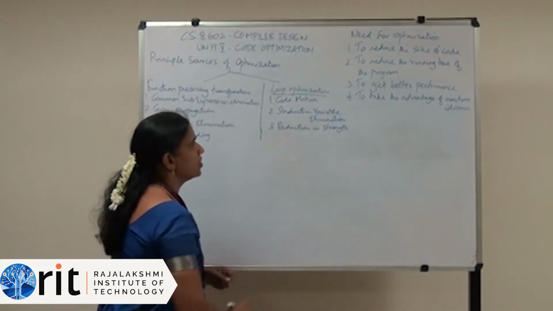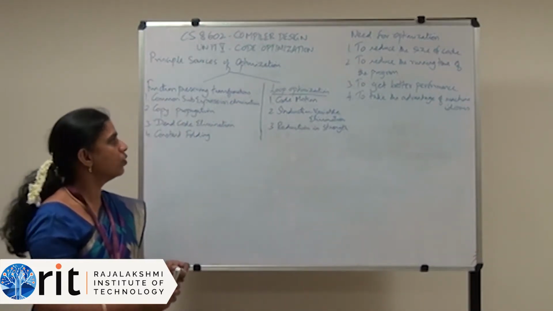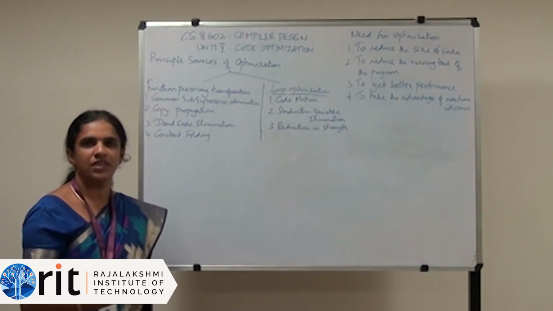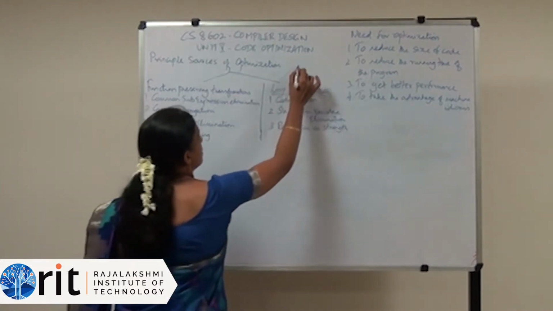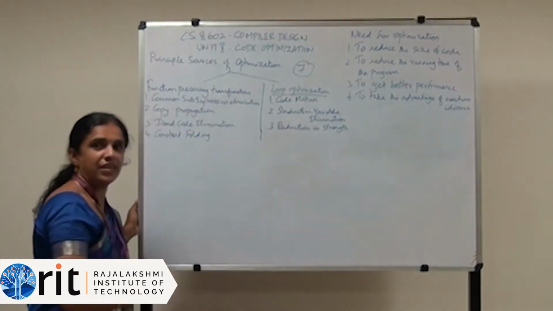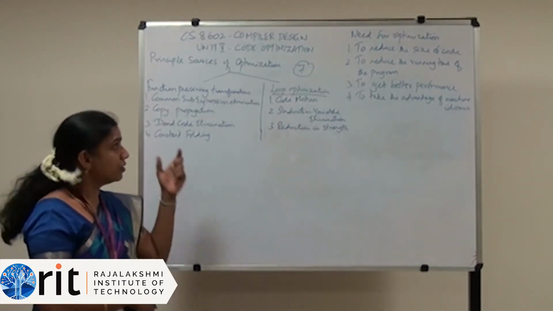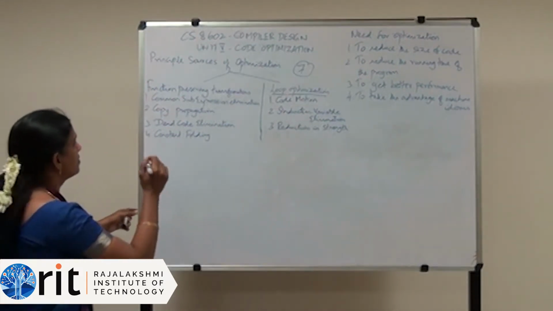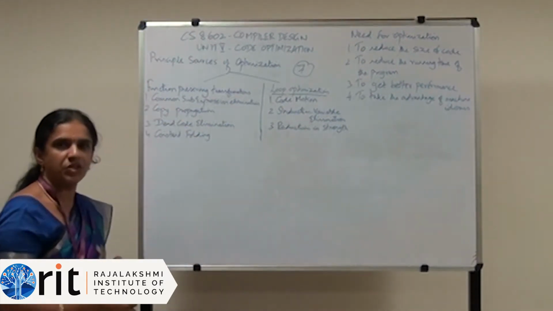Under loop optimization, we have 3 techniques. Number 1, code motion. Number 2, induction variable elimination. And the third one is reduction in strength. So totally we have 7 basic techniques in code optimization. We are going to see one by one with example. Let us start with the first one, common sub-expression elimination.